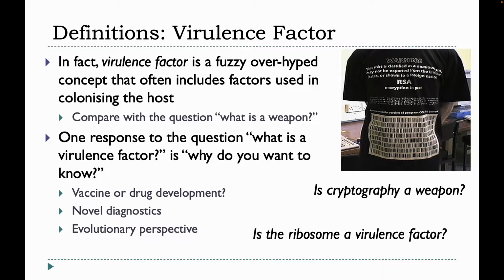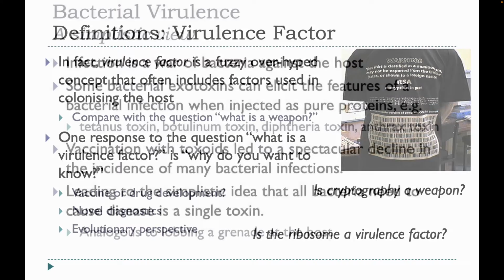So why do we want to know? If you want to develop a vaccine or a drug, you want to target things that might be considered virulence factors. Similarly, if you want to devise a diagnostic approach, you want to target something that will separate out the virulent forms of that organism from the non-virulent forms. So, for example, with Corynebacterium diphtheriae, you want to know that it's carrying the gene for the diphtheria toxin and making the diphtheria toxin. And so it's quite legitimate to say, I'm going to call that a virulence factor and target it in my diagnostic assay. And then there's this evolutionary perspective, and we mentioned this the other day as well.